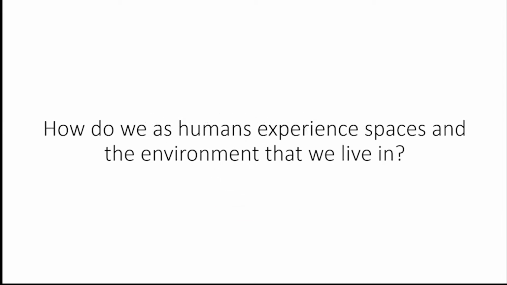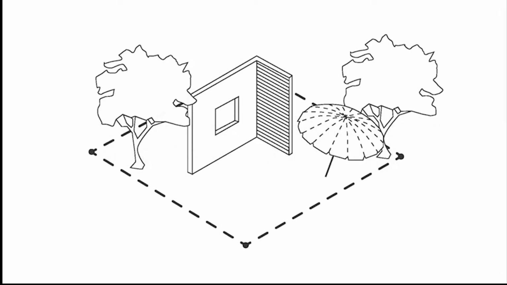How do we as humans experience spaces and the environment that we live in? To answer this question, let us picture a place. And in this place, we have two people. Let's call them Frank and Susan. They both are experiencing the space around them. However, they seem to not enjoy it the same way. Why are they feeling differently?